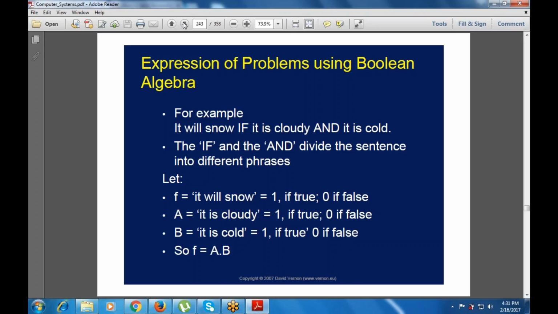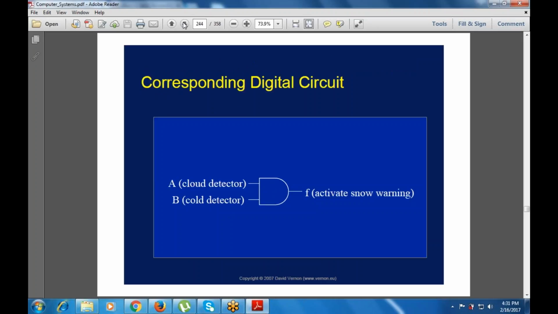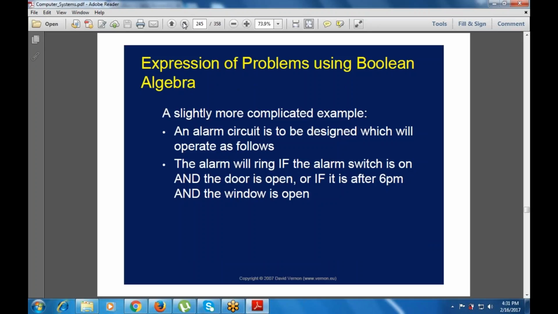Now let F be 'it will snow', that is 1 if true, 0 if false. A is 'it is cloudy', equal to 1 if true, 0 if false. B is 'it is cold', 1 if true, 0 if false. So F equals A into B. This is for the cloud detector and the cold detector.